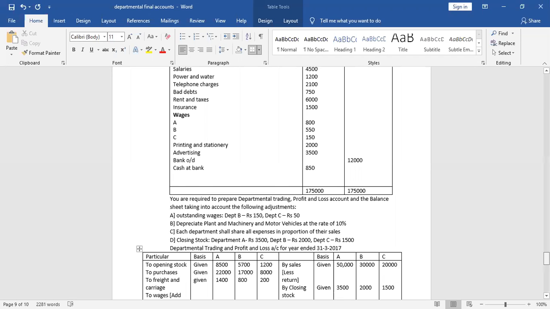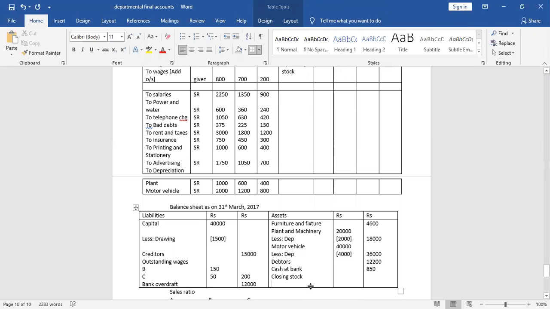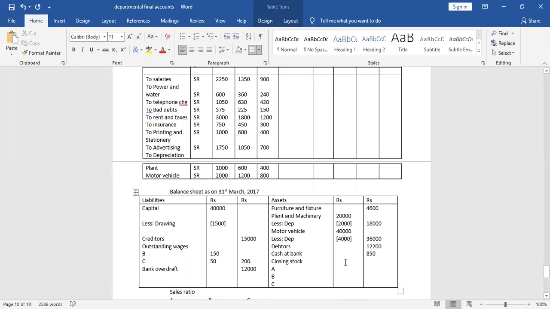So now let us do the second effect. Let us give the second effect, closing stock. How much is it? 3500, 2000, 1500. So A, B and C. How much is the amount? Amount of closing stock is 3500, 2000 and 1500. Are all the three? How much are you getting?